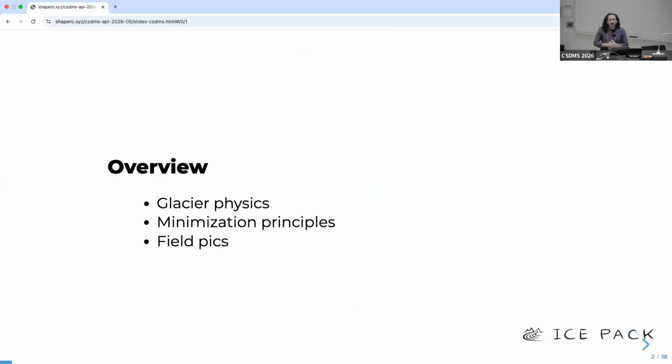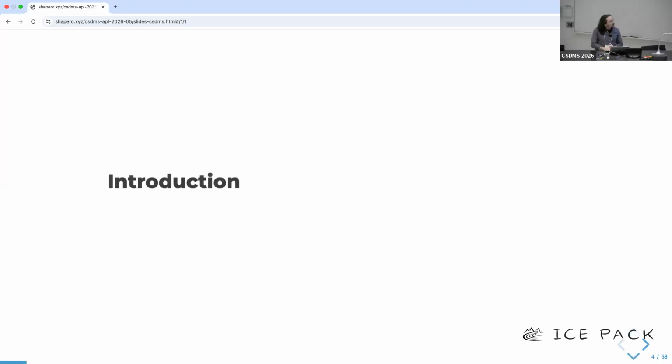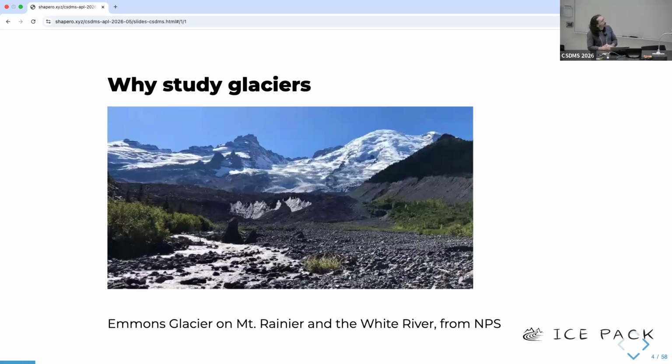So I'll start talking a bit about glacier physics. And the thing that I really used here was minimization principles, which I can't really do justice to in a short time, but I'll try and give you the flavor of it. Okay, so just a bit about glacier flow. Why should we study them at all? They're important as a water resource. Everyone knows about sea level rise, but I really like talking about them as a water resource.